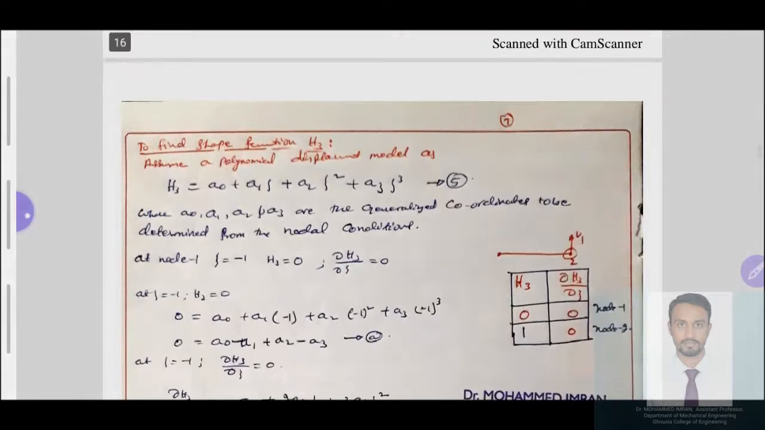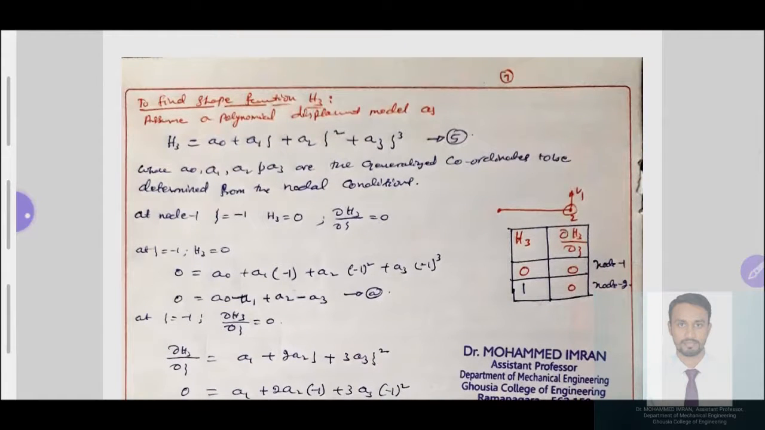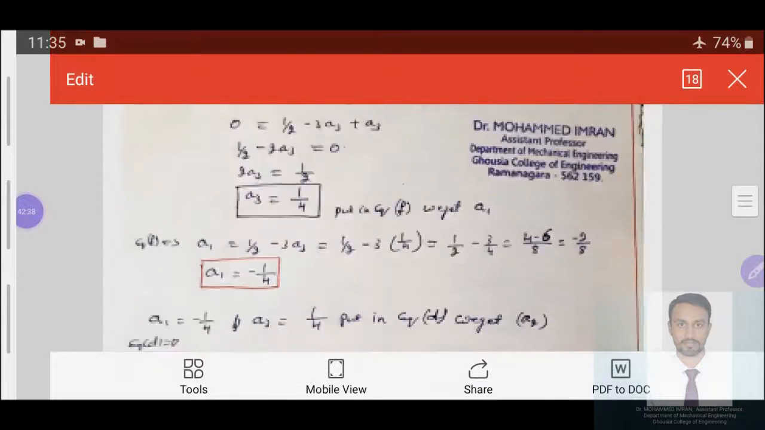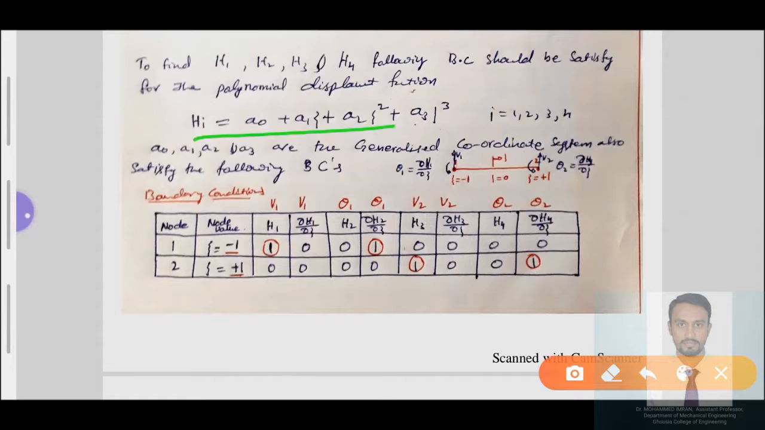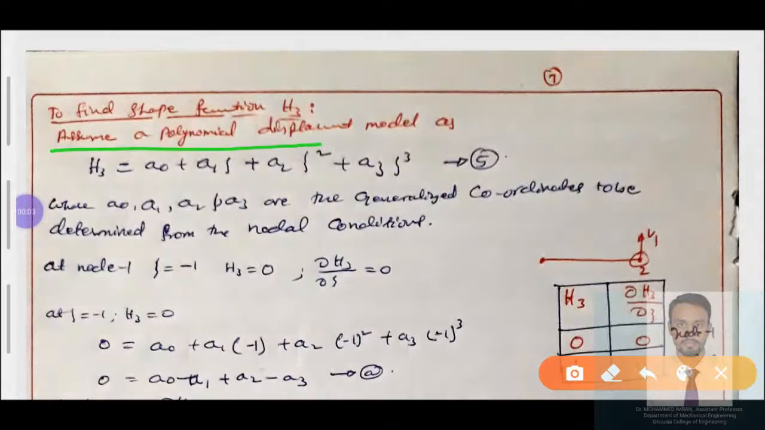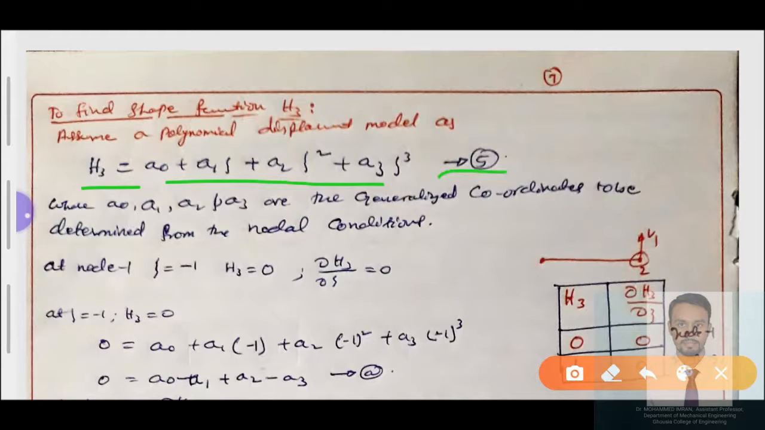What is that? We'll find it by the same method. We'll adopt the same method to find the other two values. Now the next step is to find h3. For the value of h3, I am considering this equation, i is equal to 3. This becomes h3. I will take the tabulated values as boundary conditions to find a. Assume the polynomial displacement model as h3. h3 is equal to a0 plus a1 zeta plus a2 zeta square plus a3 zeta cube. Call it equation number 5.